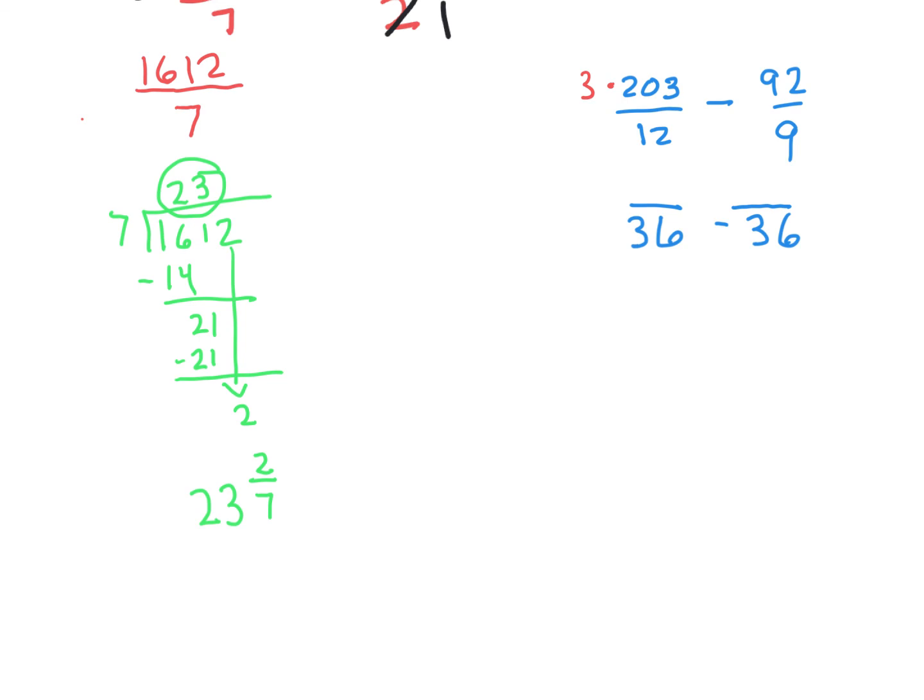9 goes into 36 4 times, so multiply the 92 by 4. And you can use your calculator for help if you need. This is what you'd get. And now we're going to subtract the numerators.